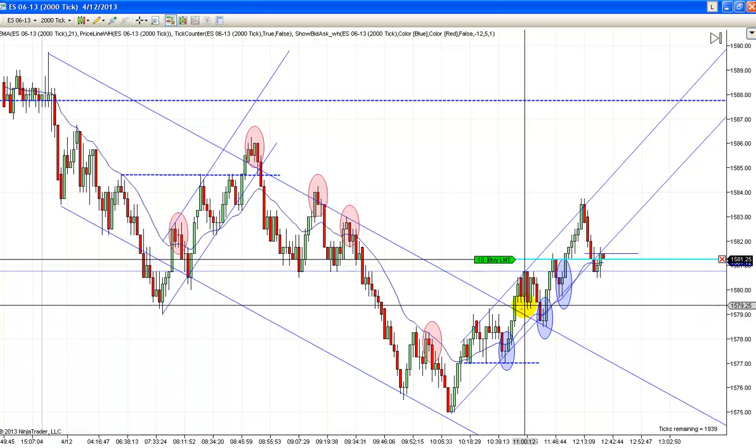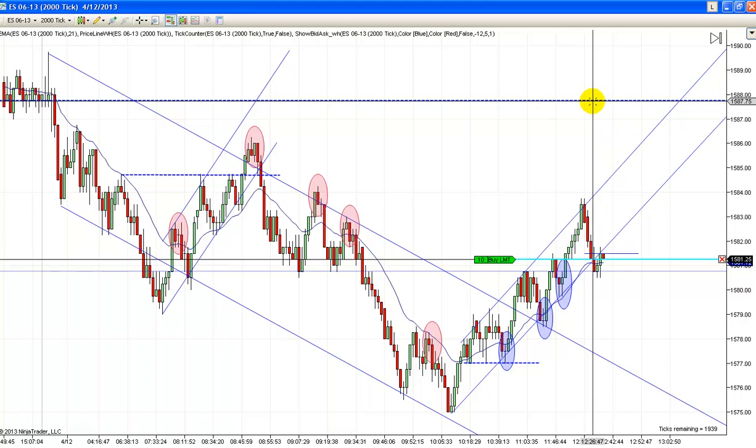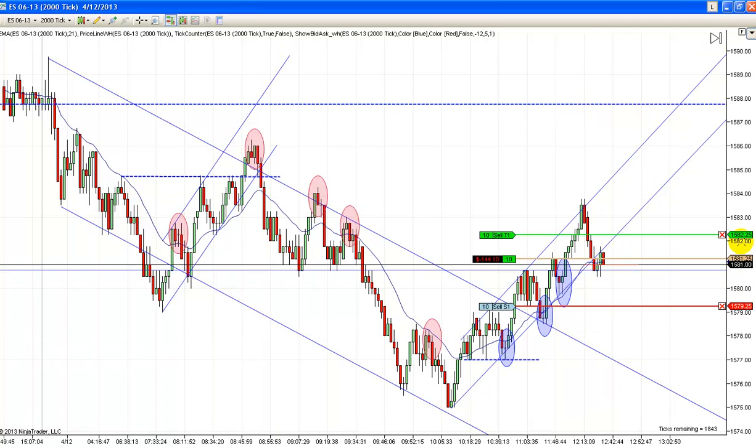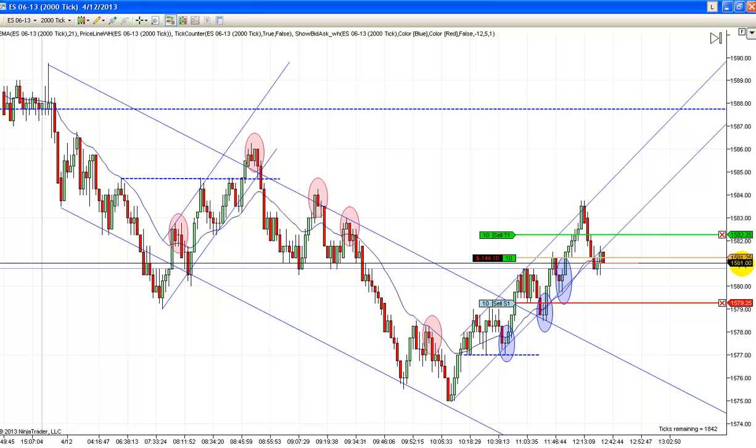And what I'm doing is we got this channel working up, and we got an overnight gap up here that I would suspect that we're probably trying to fill. All right, we're long now. Let's see how this trade will work out here.